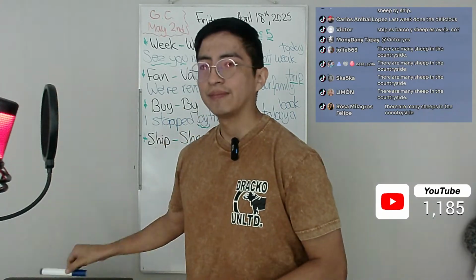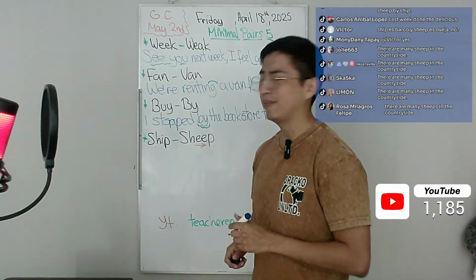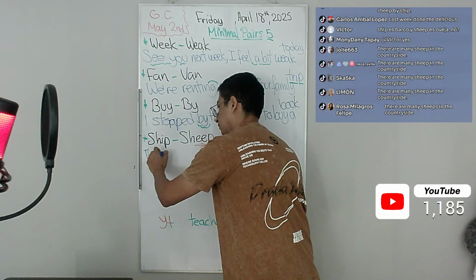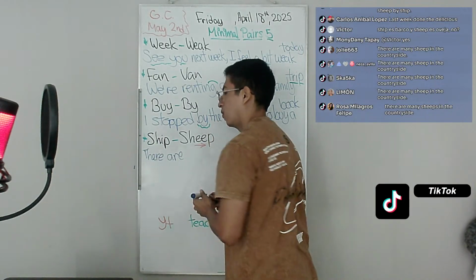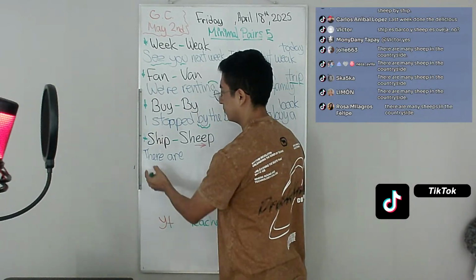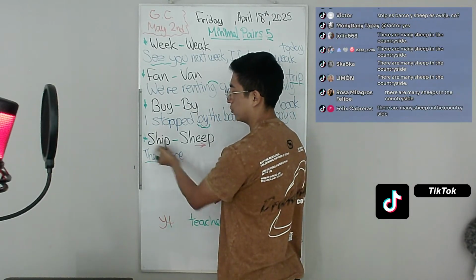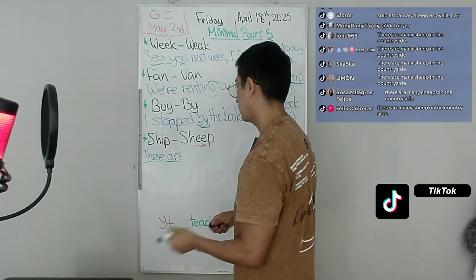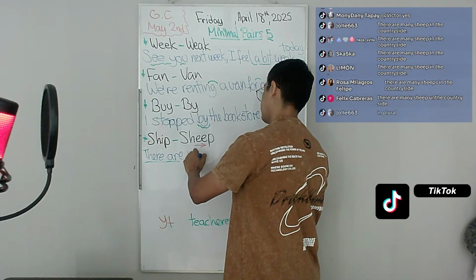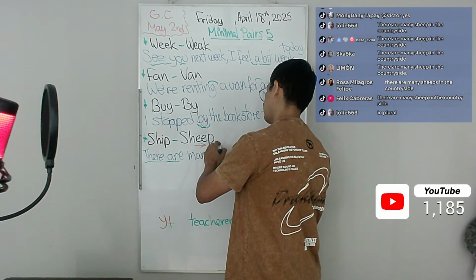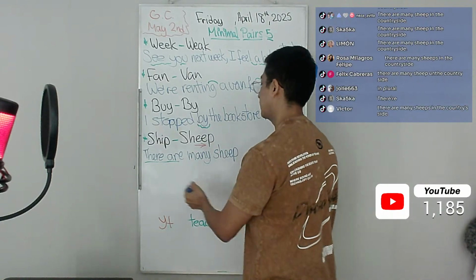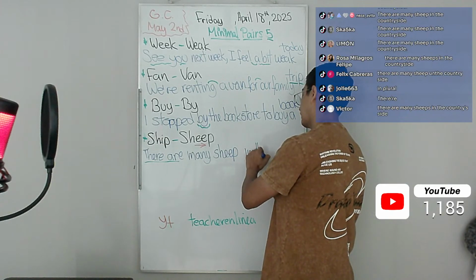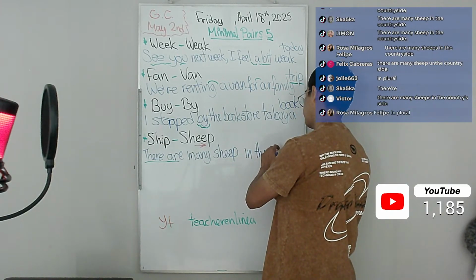Okay, very good. Let's write it down here. Okay, there are. Guys, when do we use there are? When do we use there are, there is, there are? When do we use these words? There are many sheep in the countryside.